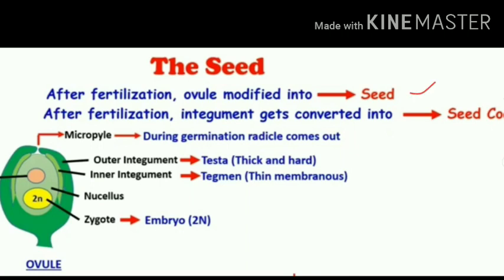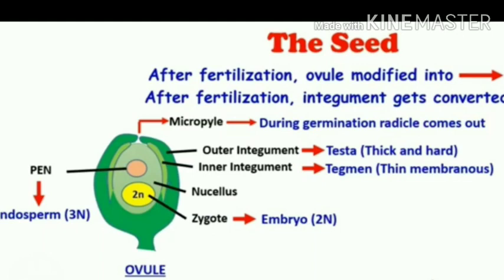So this is the ovule structure, the LS of the ovule. Here, first identify the parts to understand. It basically has two parts: the outer integument, which is the testa, and the inner integument, which is the tegmen. Based on the location, the integuments are differentiated into outer integument and inner integument. The outer integument is called the testa, which is a thickened part, whereas the inner integument is the tegmen, which is a thin part.